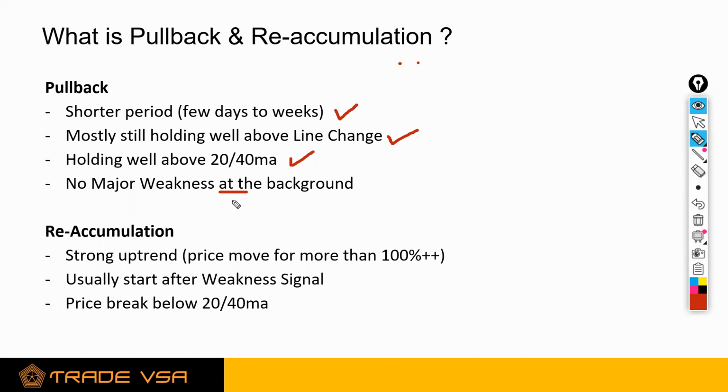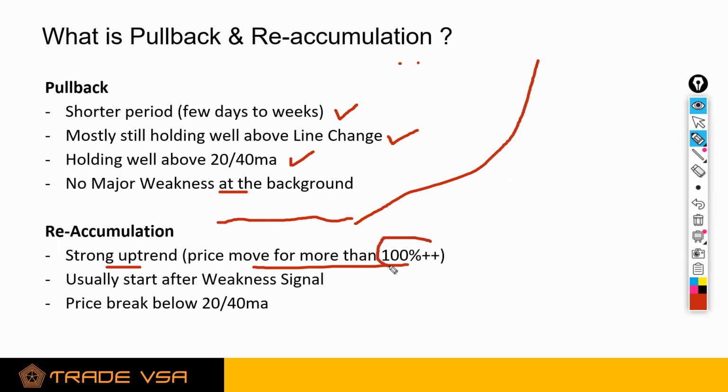So what is the difference between a pullback and reaccumulation? It's a strong uptrend. Price will move more than 100% most of the time, which means after accumulation, the stock breaks up very climactically. Depending on the price of the stock, this is just an estimation. Why? Because for example, a stock of 20 ringgit that moves 50% needs 10 ringgit, so it's a big move as well.